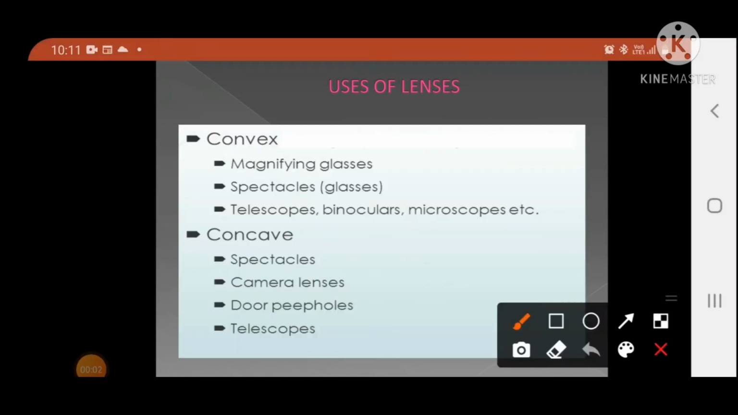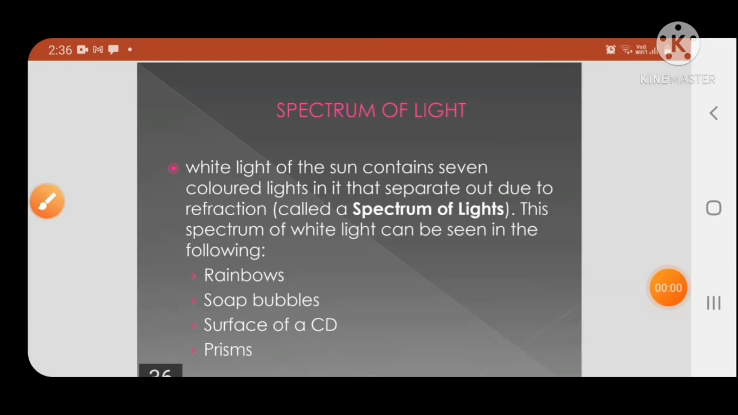Convex lens is used in magnifying glasses, spectacles, telescope, binocular, microscope, etc., while concave lens is used to make the spectacles, camera lenses, door peepholes, and telescopes.